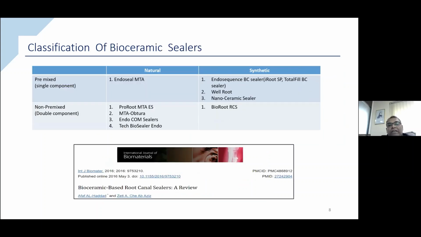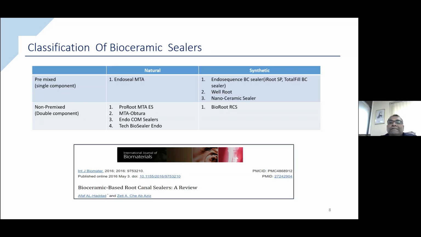Now, what are the various bioceramic sealers available in the market? In brief, they are available in two components, in two types. The first one is premixed, and the second is non-premixed. In the premixed type, we have natural, which is known as EndoSequence MTA, and ProRoot MTA in case of non-premixed.